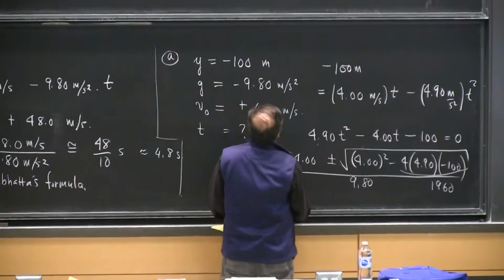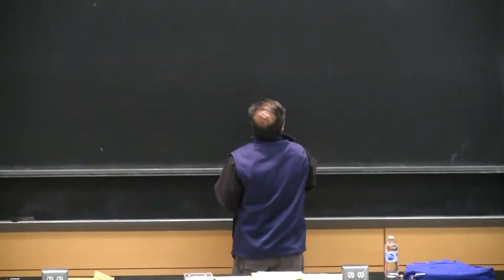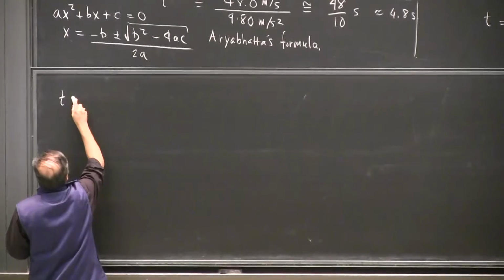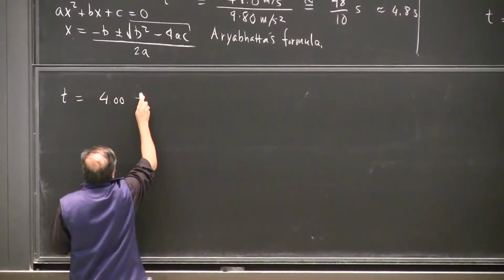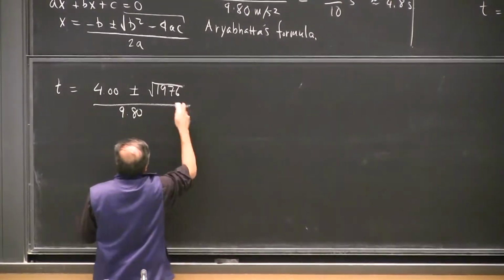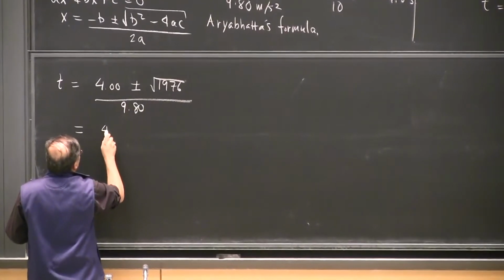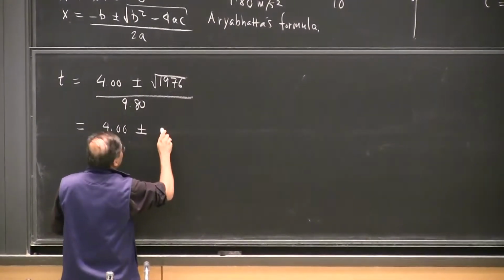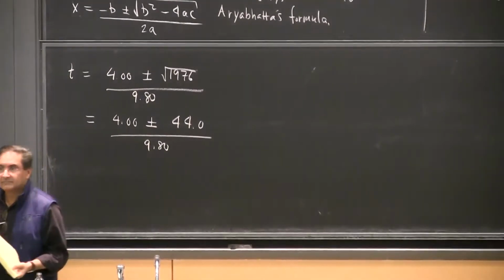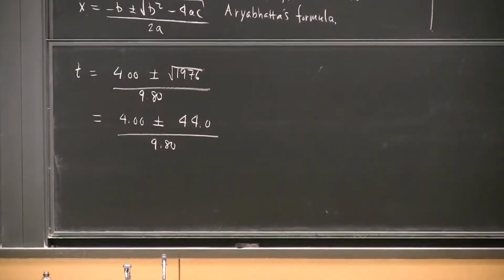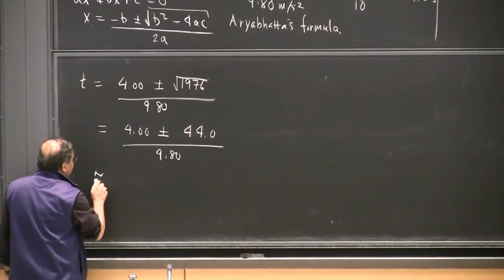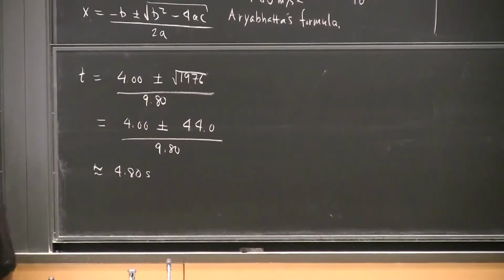So therefore what we have is t equal to 4 plus minus square root of 1976 divided by 9.80. The square root of 1976 I've already calculated, so I'm not going to repeat my labor. So this is 4.00 plus minus roughly 44, right? That's what we got, divided by 9.80. Since negative time doesn't have any meaning, it's physically not very useful, so we throw it away. We only use the positive time, that means 44 plus 4 is 48. 48 divided by roughly 10, again gives me the same answer. It's about 4.80 seconds, which is, by the way, the answer I got before.